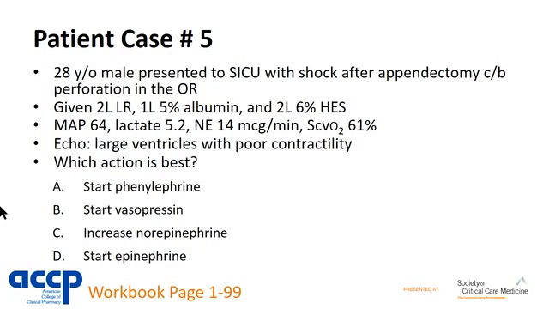The patient's MAP was low. The lactate is 5.2 on 14 mics per minute of norepi, and the patient's SCVO2 is 61%. A bedside echo in the ICU showed large ventricles with poor contractility. So which of the following actions is best for this patient?